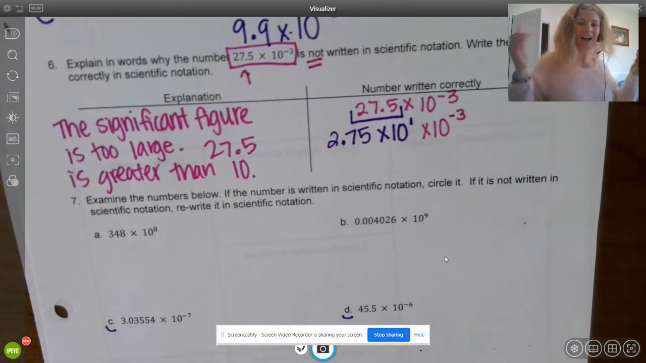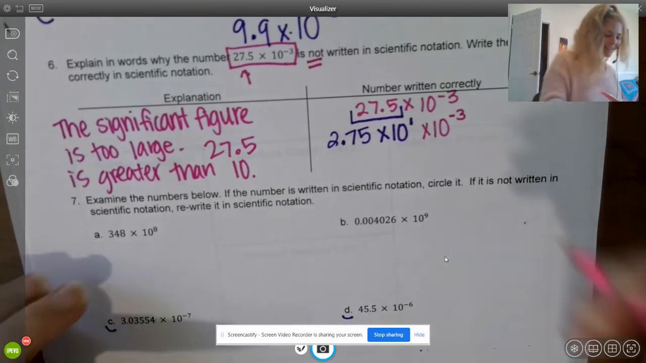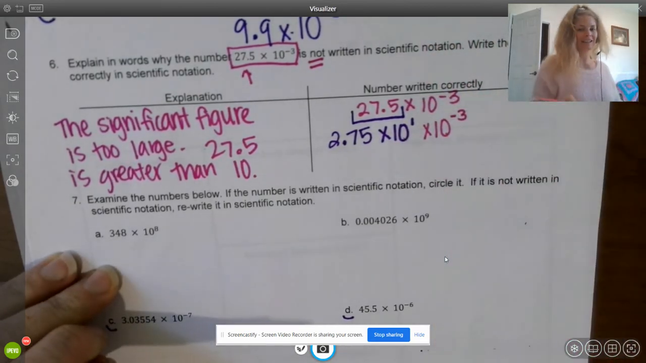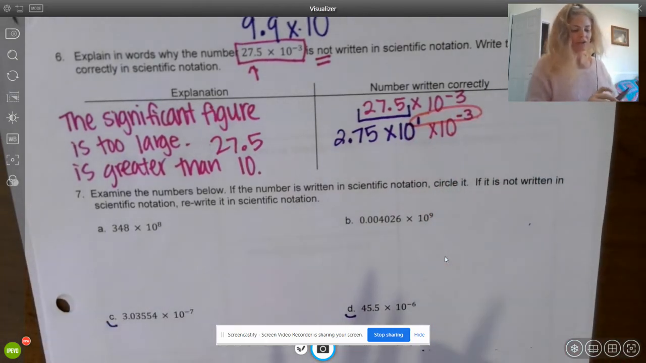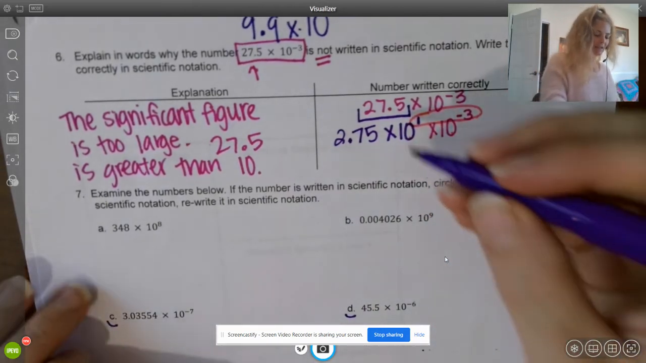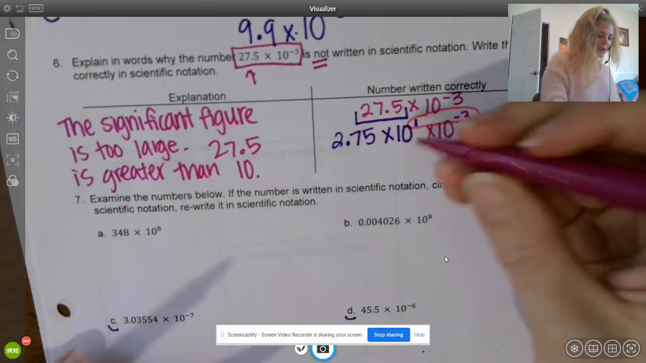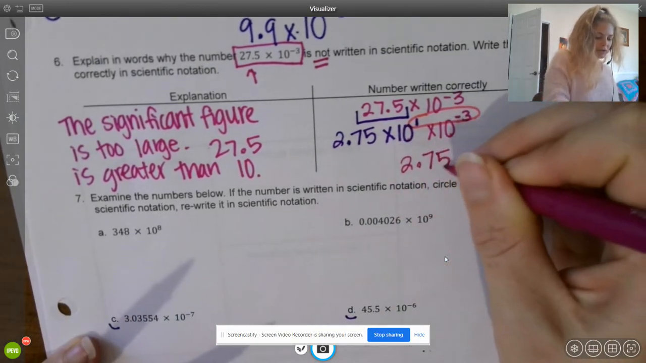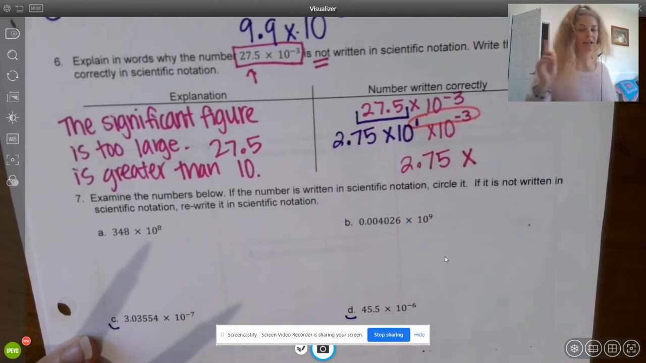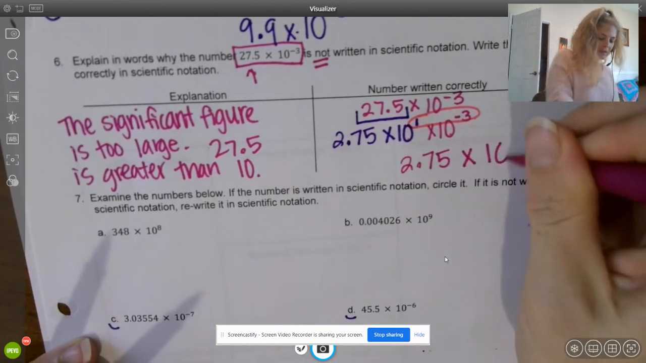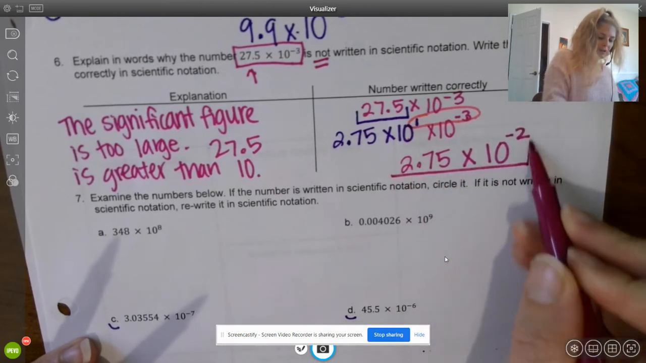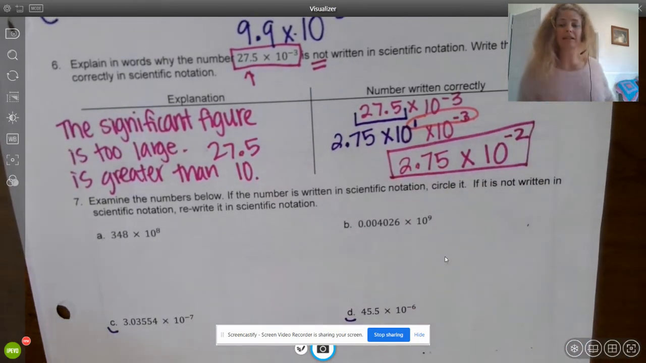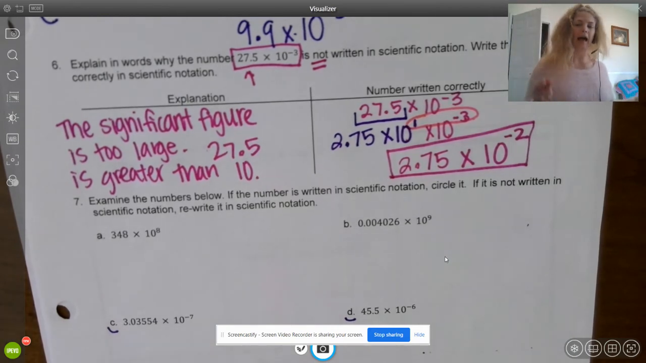Now we're going to use our exponent properties. So since we're multiplying with the same base, what do you do with your exponents? That's right, add them. So our final answer, written in scientific notation, is 2.75 times, using an x for that multiplication, 10 to the negative 3 plus 1 is negative 2. And that is your final answer. And this is a skill that's going to be really important when we start to add and subtract scientific notation.